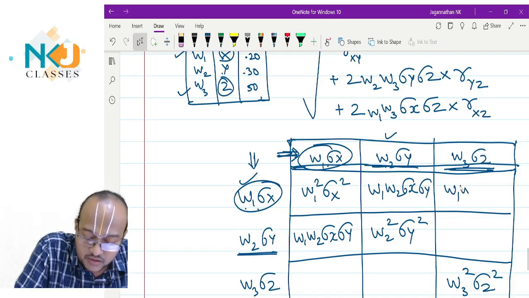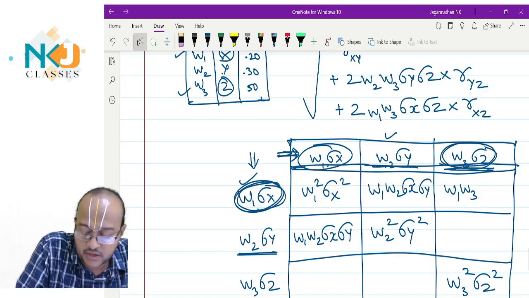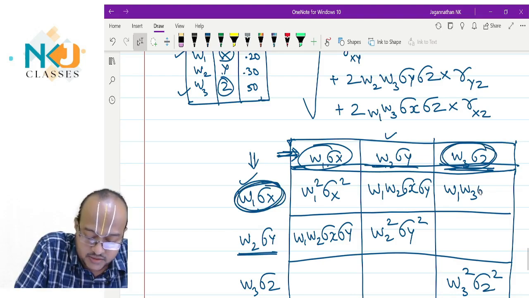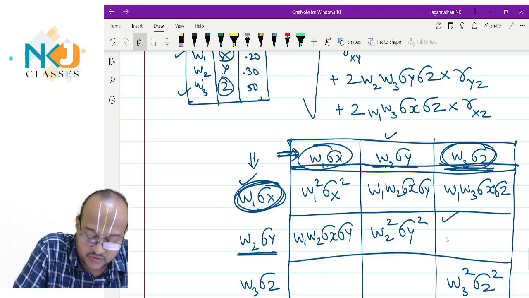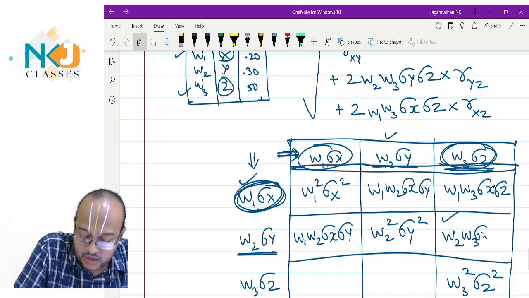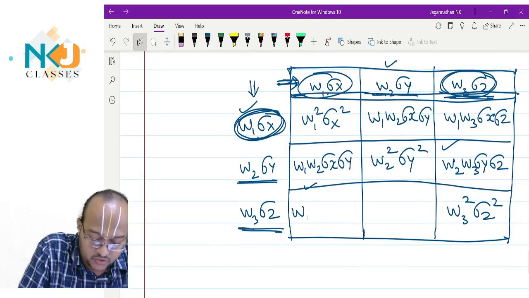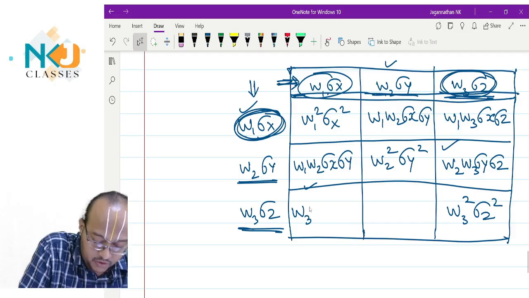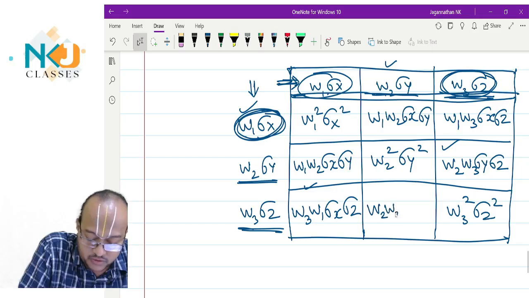W1, W3. Can you see this one and this one? Okay, what you will get? W1 W3 sigma x into sigma z. Now this column you fill it up. What it should be? W2 W3 sigma y sigma z. Okay, fill this box. W3, okay, W1 sigma x sigma z, correct? Fill this box. W2 W3 sigma y sigma z.